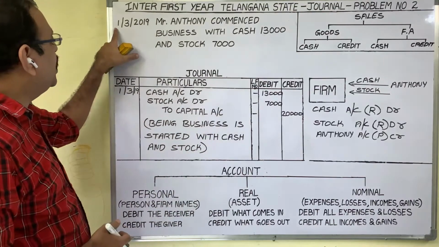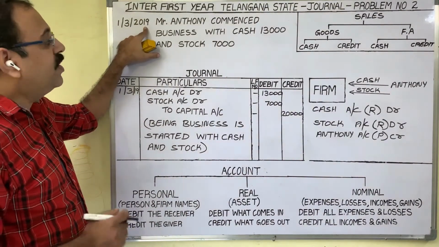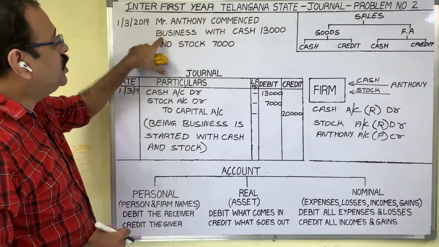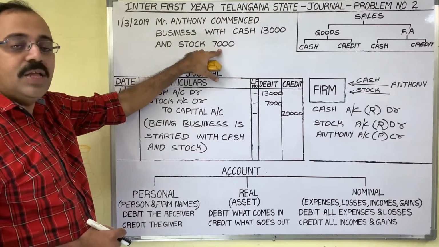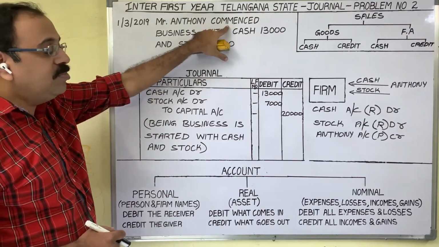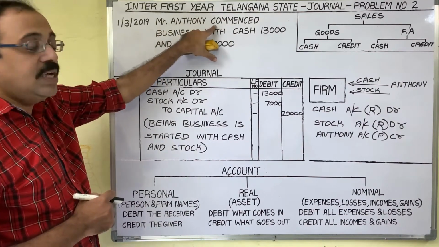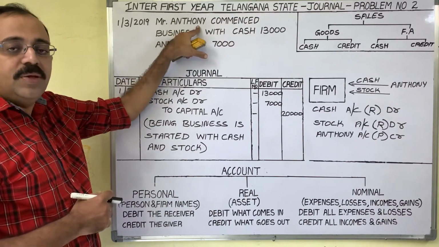First transaction is on 1st March 2019. Mr. Anthony commenced business with cash 13,000 and stock 7,000. Commenced means started. Who starts a business? Owner. So the owner's name is Anthony.